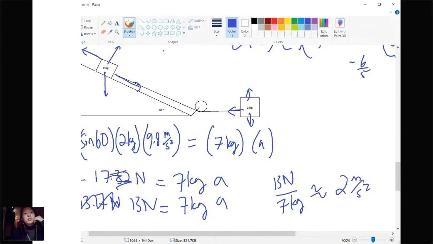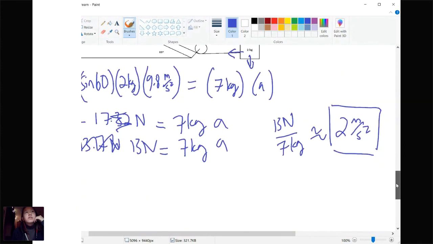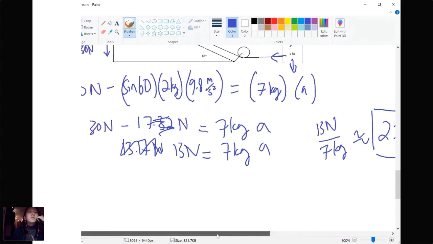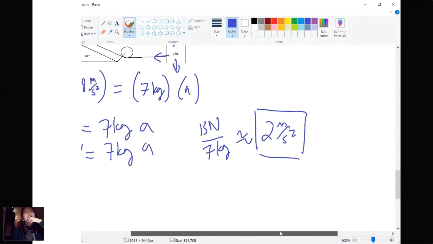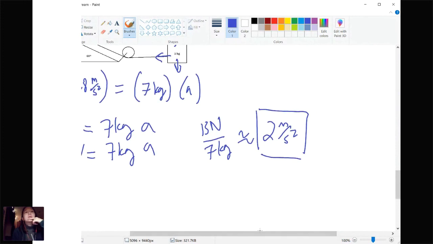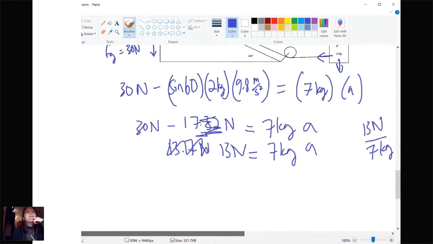So let's go back. This is a gross estimation, just as a heads up. You can probably find a more precise answer if you use 9.8 meters per second squared and didn't round off the 0.32. But as a gross estimation, we can do 2 meters per second squared as the total acceleration.